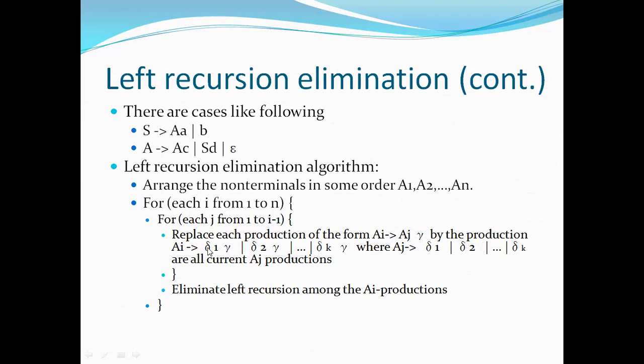delta 2 gamma. Here are the symbols, so that is alpha 1, alpha 2, and so on, alpha n, and gamma is replaced with again gamma alpha 1, alpha 2, and so on, for all the productions of Aj productions, and eliminate the left recursion among the Ai productions. So in next slides we are having the examples, how to eliminate the left recursion.